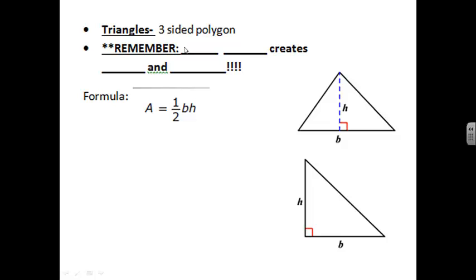With squares and rectangles, we really know where that right angle is, so those are the easiest. But triangles, trapezoids, and parallelograms are the hardest, okay? So I'm going to go ahead and write this again.